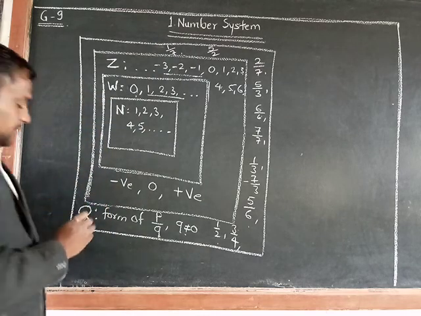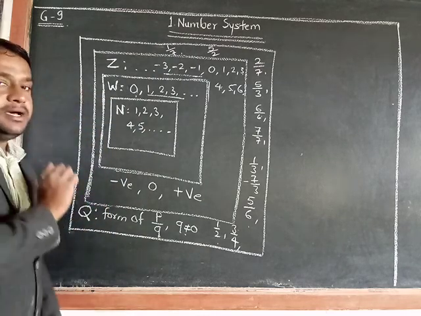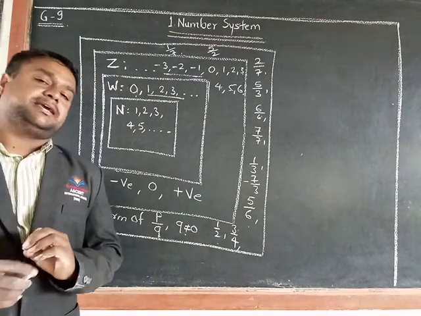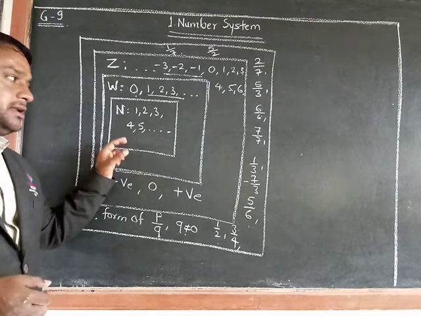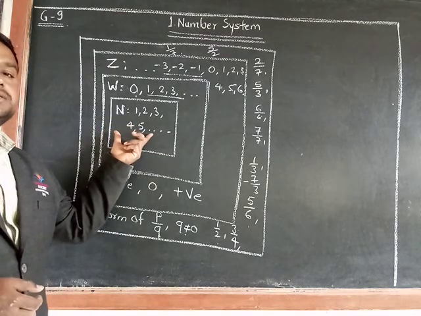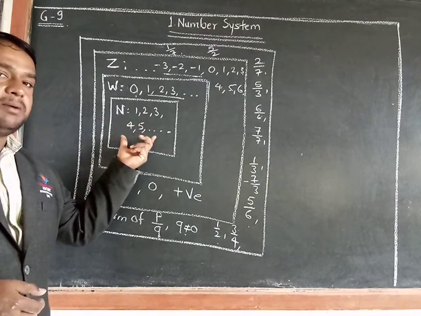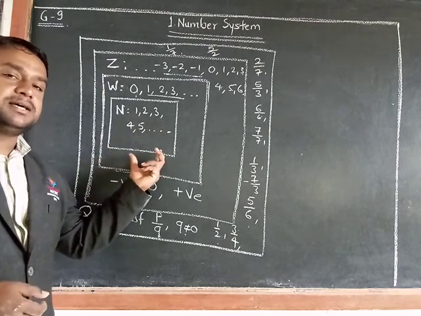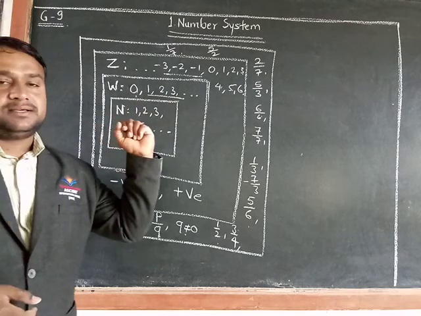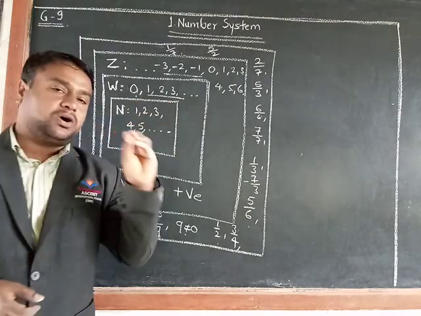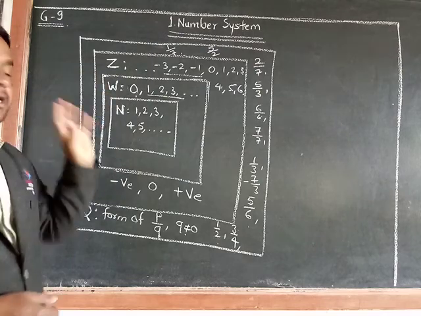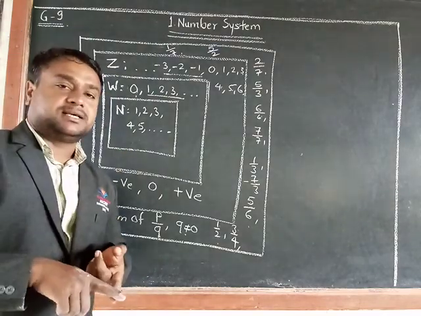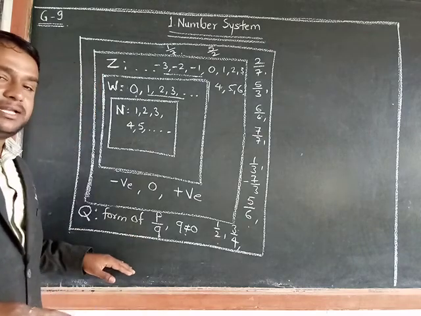So here we learned about rational numbers. What can we say here? All natural numbers are whole numbers. Also, all whole numbers are integers. And again, we can say that all integers are also rational numbers.